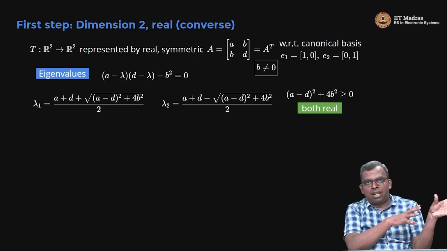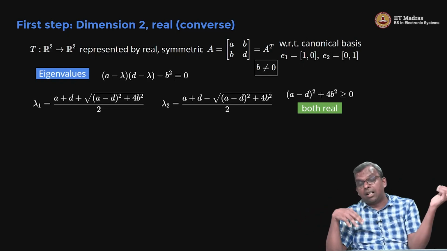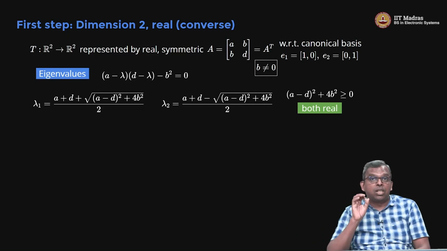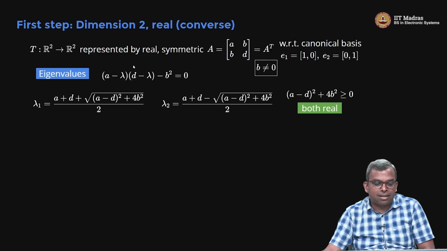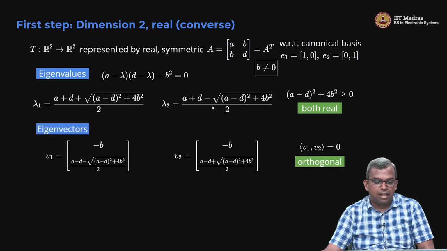So that's the first converse to what we had. If you have orthonormal eigenvectors, then A equals A transpose, we already saw that. Now, if A equals A transpose in the 2 by 2 case, then the eigenvalues are real. We are able to show that. This is a very simple computation with just the quadratic equation solving. We find that what's inside the square root is always non-negative, so both eigenvalues are real. Eigenvalues are real, that's okay. What about the eigenvectors? The eigenvectors end up being orthogonal as well.